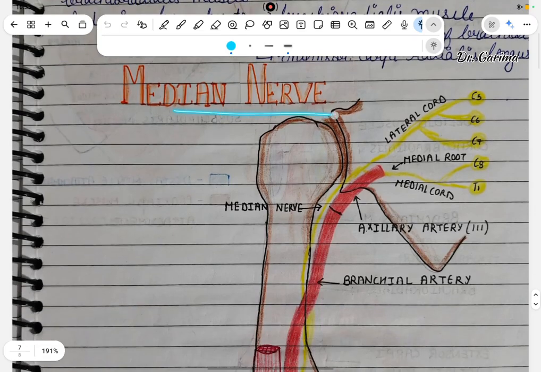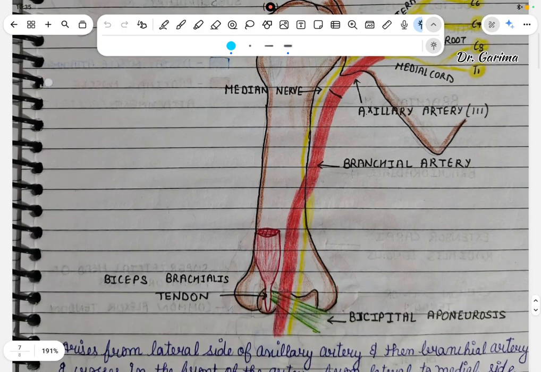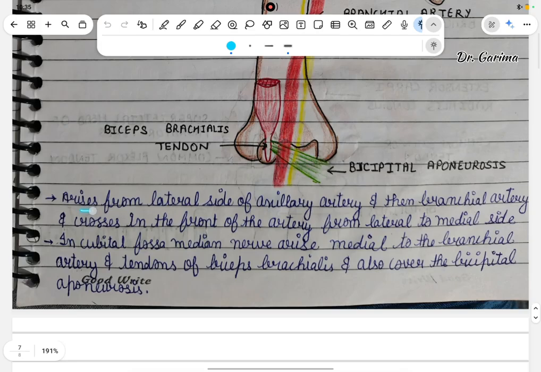Then the median nerve. It also arises from all the roots and it goes with the axillary artery. Then it arises from the lateral side of the axillary artery, then the brachial artery, and crosses in front of the artery from lateral to medial. In the cubital fossa, the median nerve lies in the middle of the brachial artery and the tendon of the biceps brachii, and also covers the basilic vein.